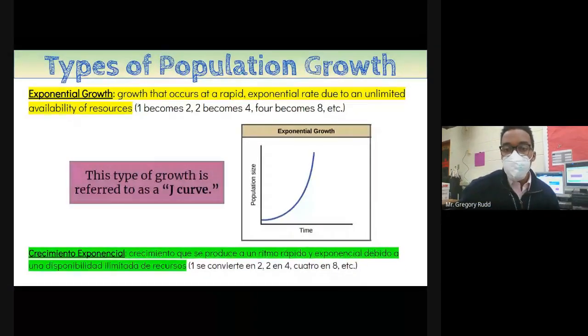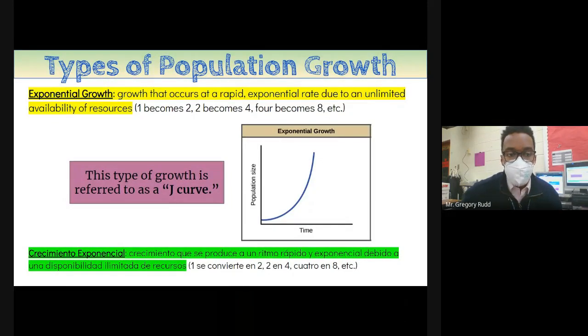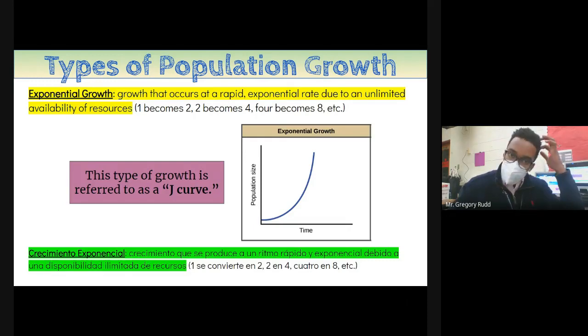All right, so you just heard me use this term in reference to human populations. I said exponential growth. This is growth that is happening rapidly due to typically an unlimited availability of resources. I use that term cautiously because we know that in theory, there's never going to be an unlimited availability of resources. When we graph populations that are growing exponentially, it literally looks like the letter J, a capital J. So we sometimes will refer to this type of growth as a J curve.